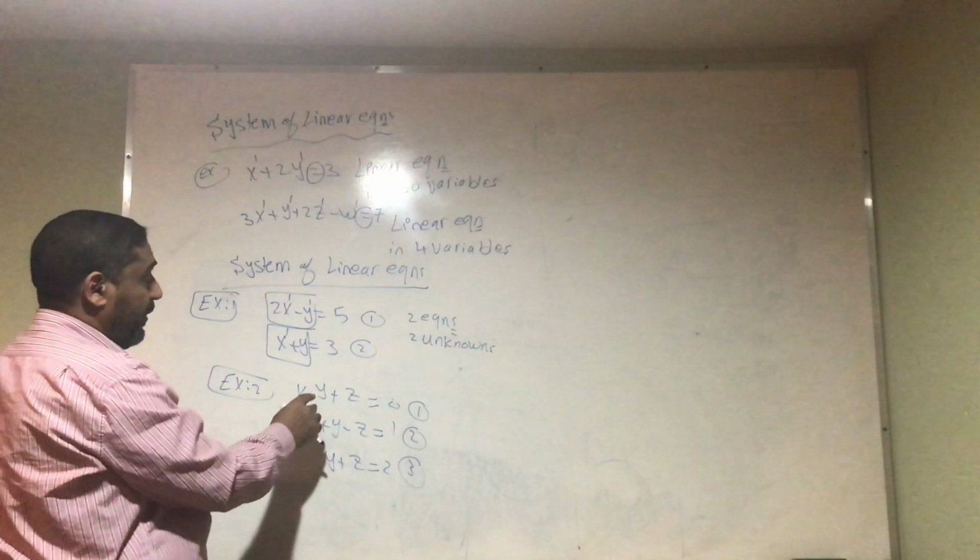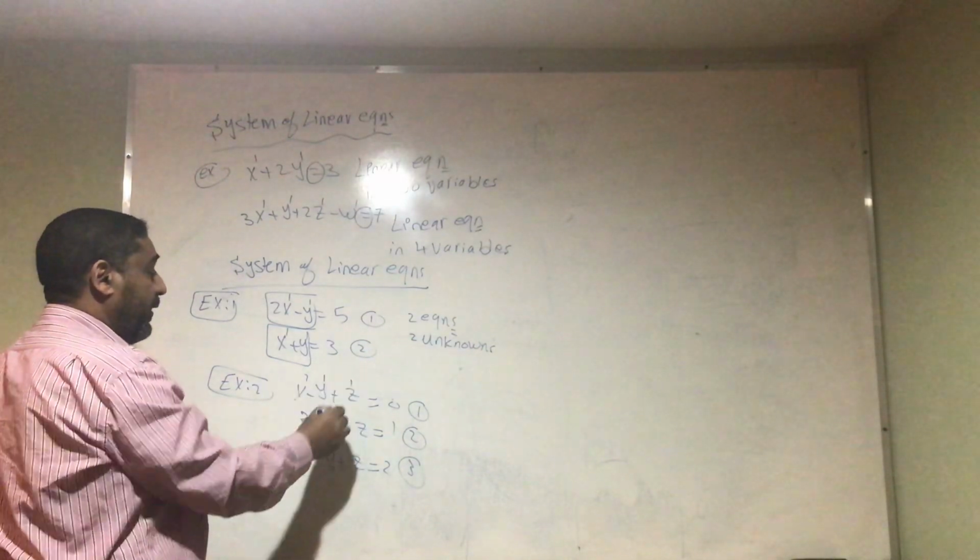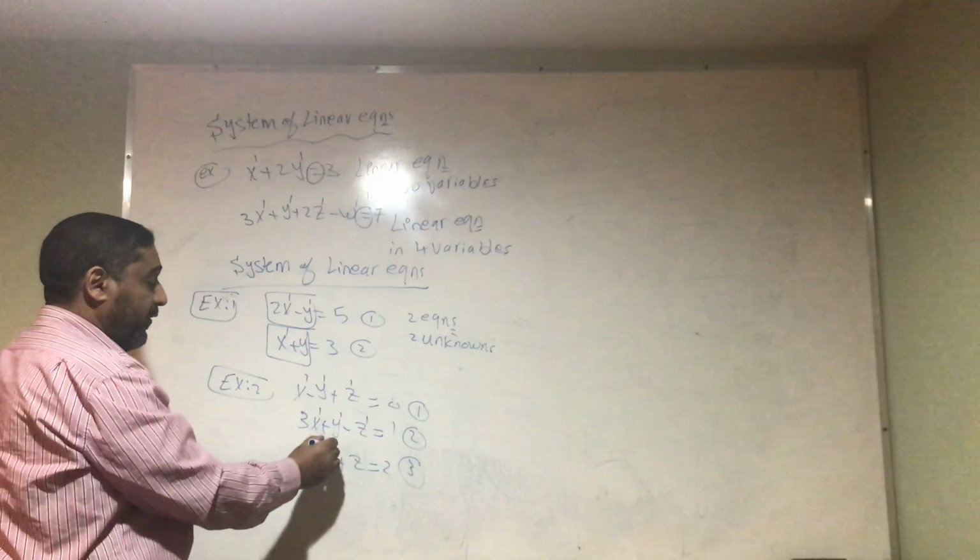If I look at these variables, the highest power is 1, 1, 1. Here 1, 1, 1. And also the highest power here is 1, 1.